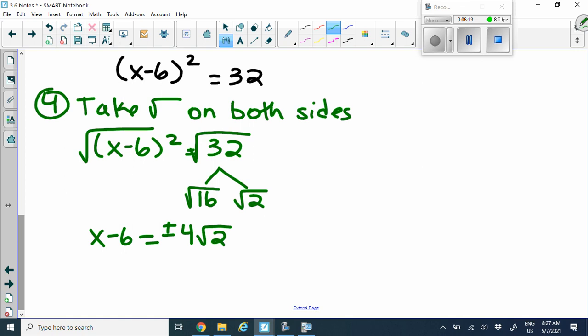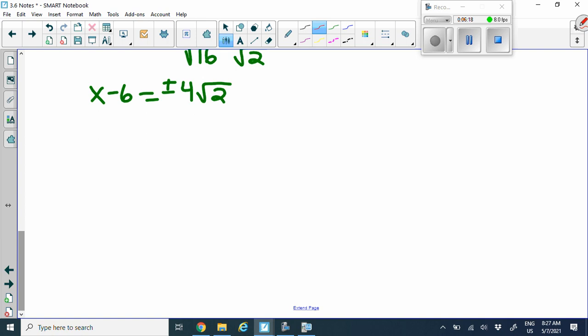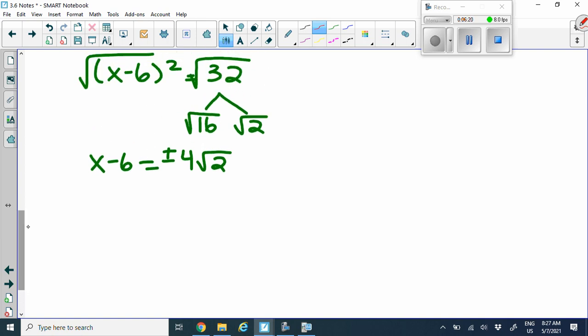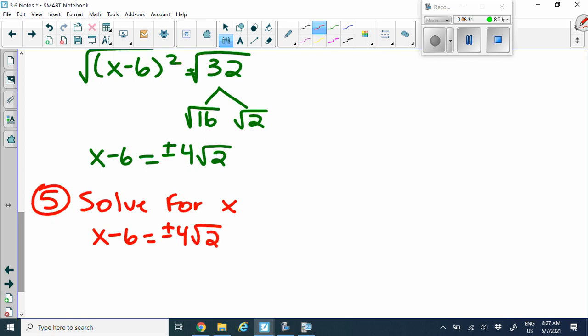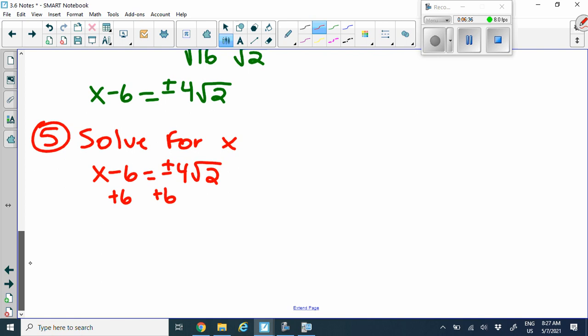Lastly, we do want to solve for x here. So this would be our 5th step. I have x minus 6 equals plus minus 4 square root of 2. My last thing is I need to add 6 to both sides. Now be careful. We cannot do 6 and then the 4 to give us 10. No, no, no. We can't do that because they are not like terms.